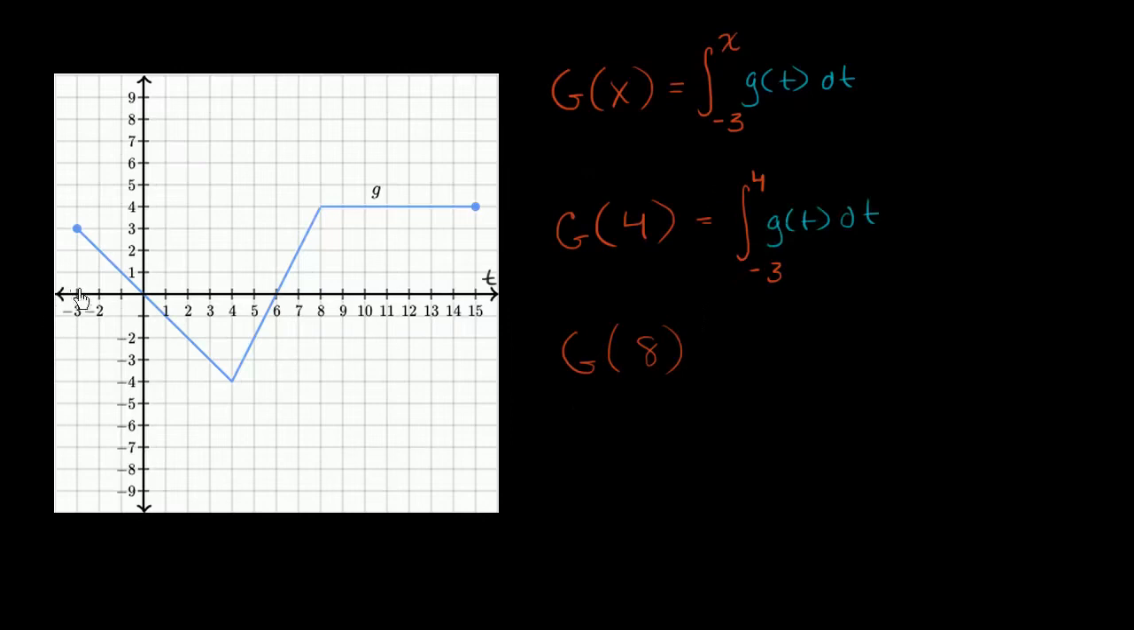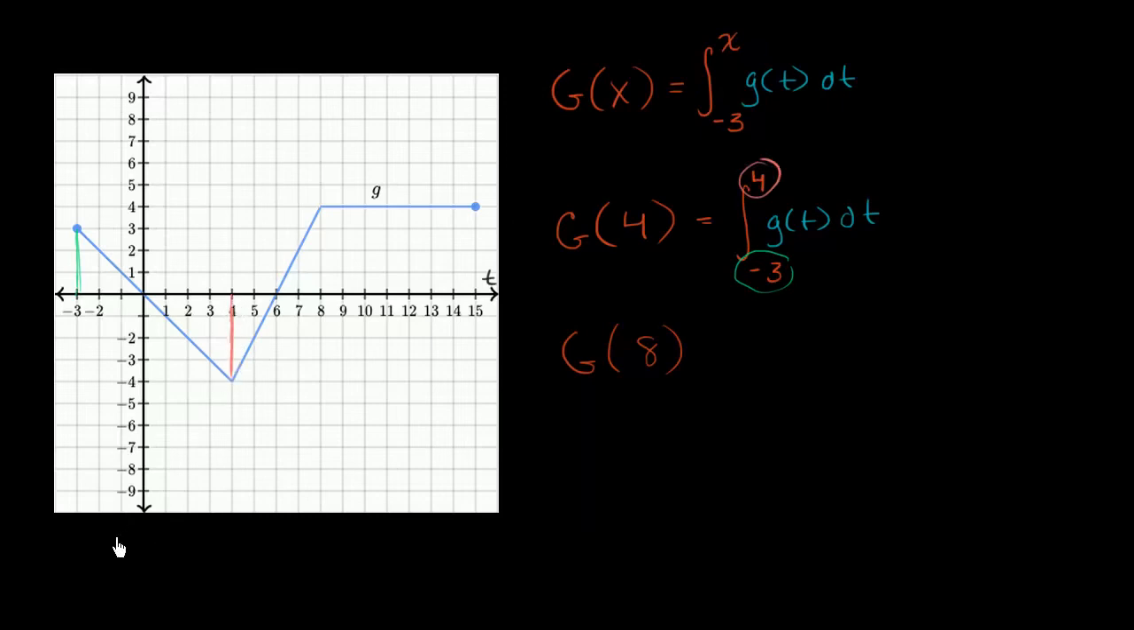Well, let's see. Let's look at this graph here. So we have negative 3. So this t is equal to negative 3, which is right over here. T is equal to negative 3. And we're going to go all the way to t is equal to 4. Let me circle that in orange. All the way to t is equal to 4, which is right over here.